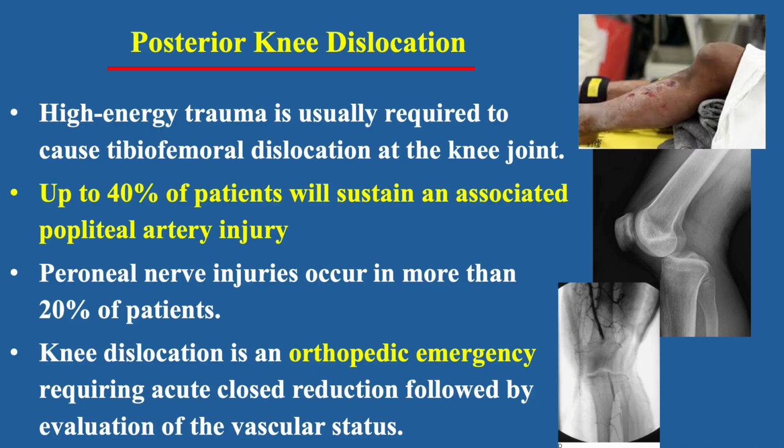Posterior knee dislocation. High-energy trauma is usually required to cause tibial-femoral dislocation at the knee joint. The popliteal artery is at the highest risk of a vascular insult due to tibial-femoral dislocation, and up to 40% of patients will sustain an associated vascular injury. Peroneal nerve injuries occur in more than 20% of patients. Knee dislocation is an orthopedic emergency requiring acute closed reduction followed by evaluation of the vascular status.